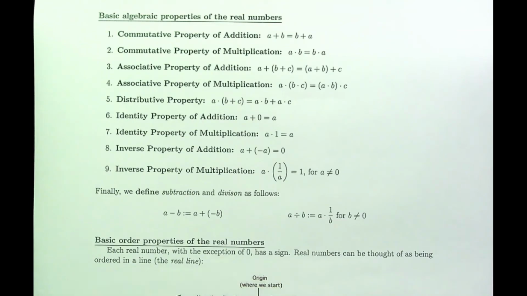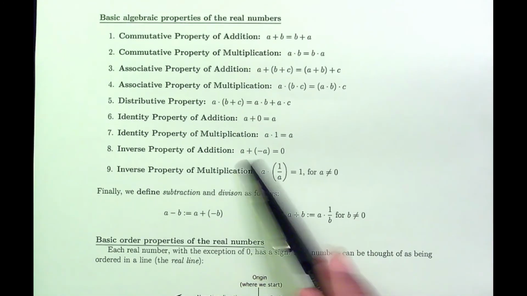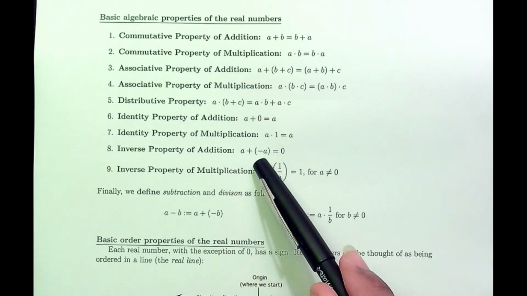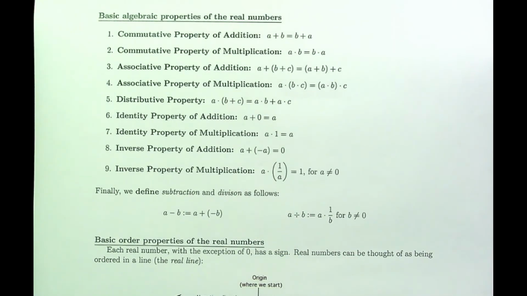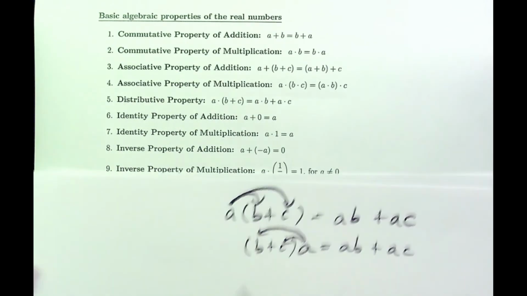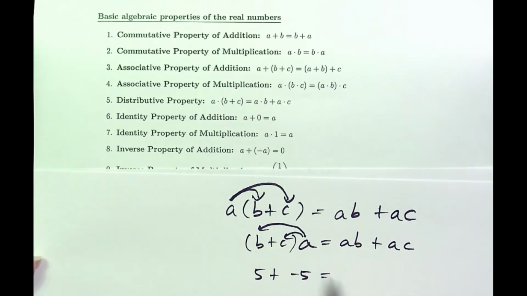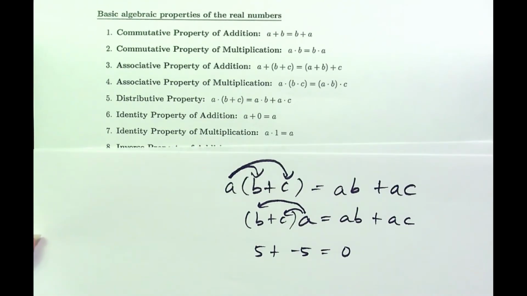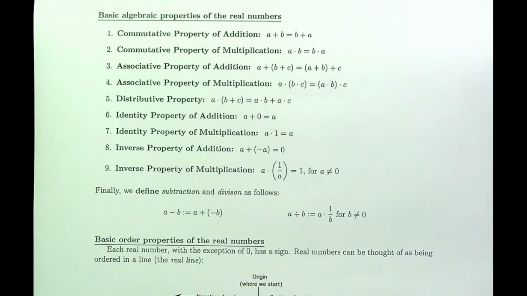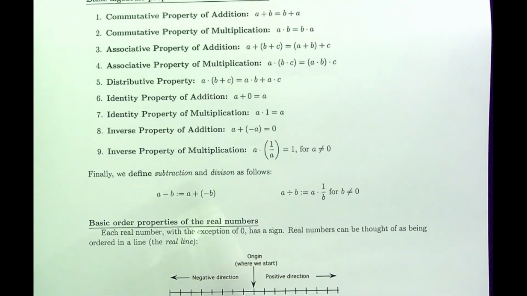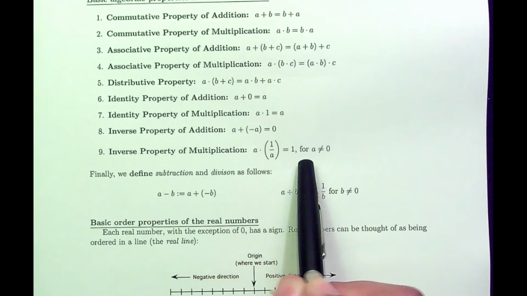Then you have the identity property of addition. If you add 0, it doesn't do anything. That's obvious. If you multiply by 1, that doesn't do anything either. The inverse property of addition: if you have a real number and a corresponding negative number, like 5 plus negative 5, that gives you 0. And if you multiply a number by its reciprocal, you get 1. Of course, the number cannot be 0 because you cannot divide by 0.